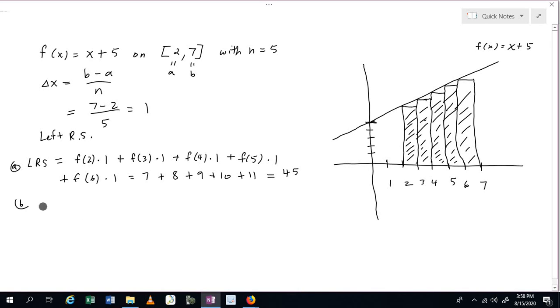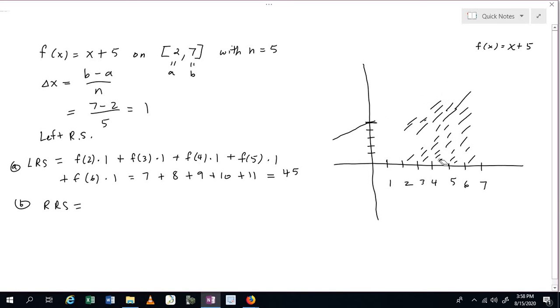And then part B, the right Riemann sum. We're going to do this again, but this time we're going to pick the right endpoint to determine the height of the rectangle in the interval. Okay, so for example, the first interval goes from 2 to 3. But on that interval from 2 to 3, we're going to pick the right endpoint now because we're doing a right Riemann sum. And we're going to use that to determine the height of the rectangle for the Riemann sum.